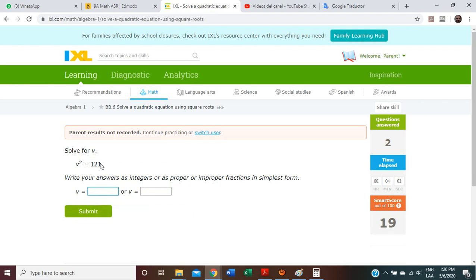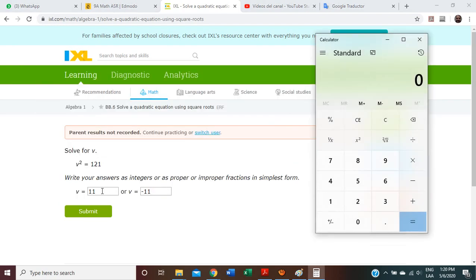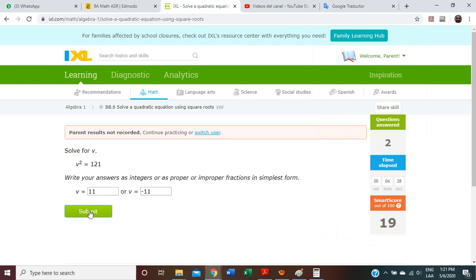Submit. 121. I know what the answer is, but if you don't, you can get the calculator. Remember, you can just write 121 and hit this button, depending on what calculator you're using, and you're going to get the answer. The answer was 11. We submit our answer. In here the answer is 2 and negative 2.